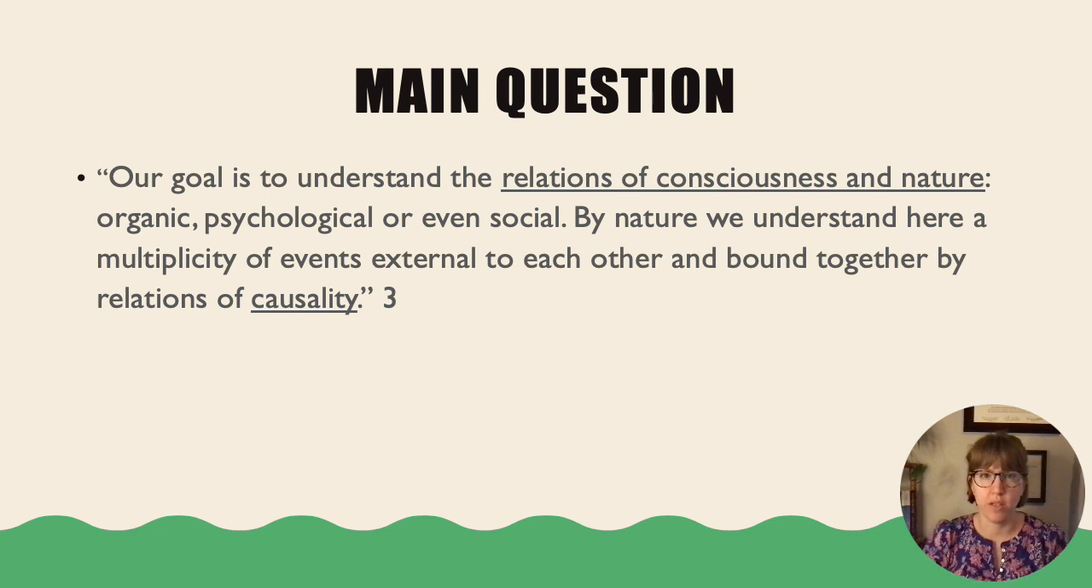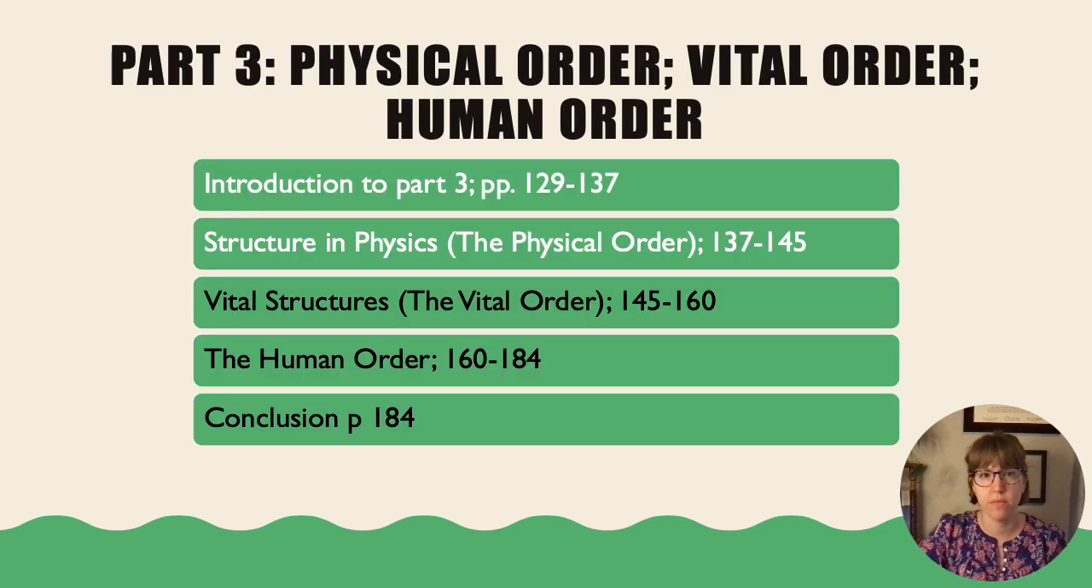As always, I just wanted to put the main thesis of the book here for us all to remember. Our goal is to understand the relations of consciousness and nature. So here's the breakdown of part 3. Last time we talked about the introduction and the segment titled Structure in Physics, about the physical order. It's examining these three orders, these three levels of structure. And today we're talking about the vital structures, which is the vital order, and then the human order.